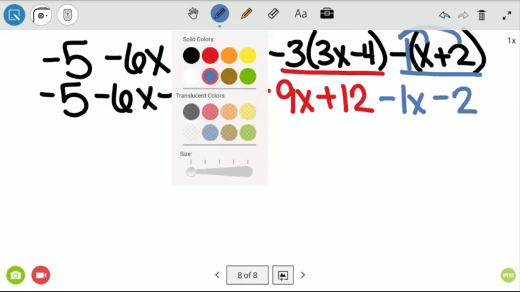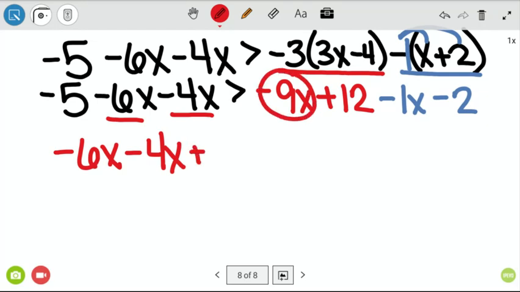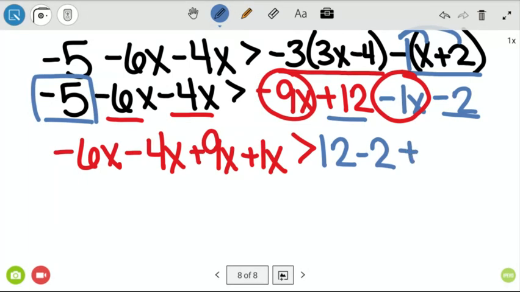Now I can rearrange. I have 2 x's on the left-hand side. I'm going to bring those down. Now this negative 9, I'm going to make a positive 9. This negative 1, I'm going to make a positive 1. Bring down my greater than symbol. Now over here, I have a 12 and a minus 2, so I'm going to bring those down. And then my negative 5 becomes a positive 5.